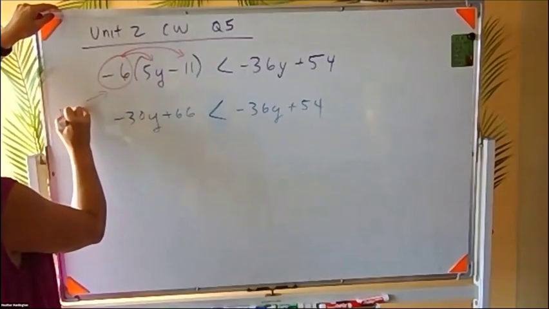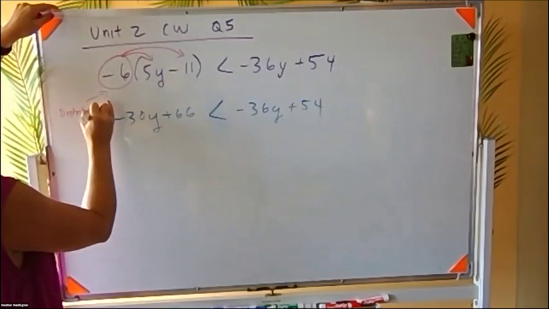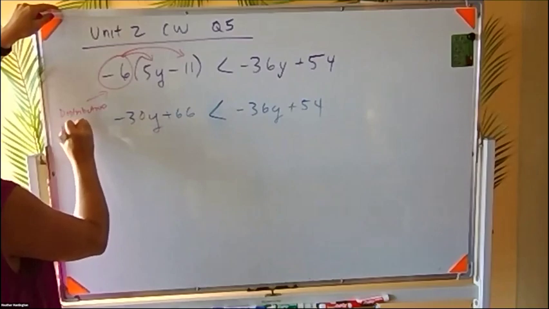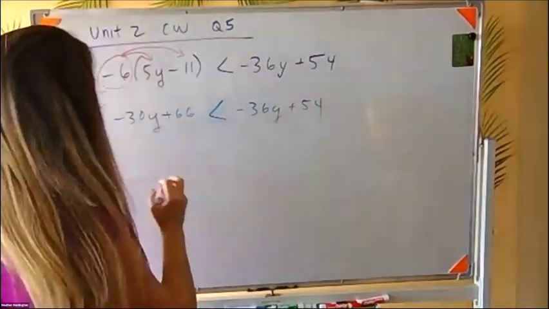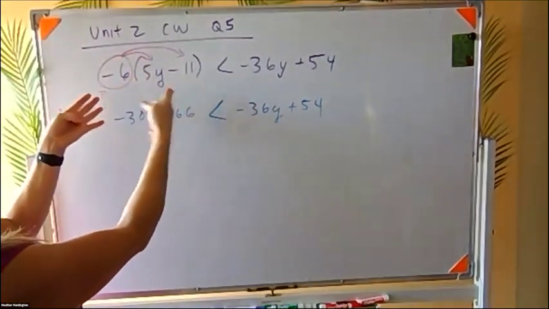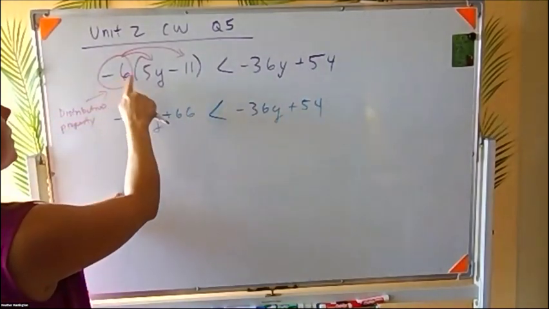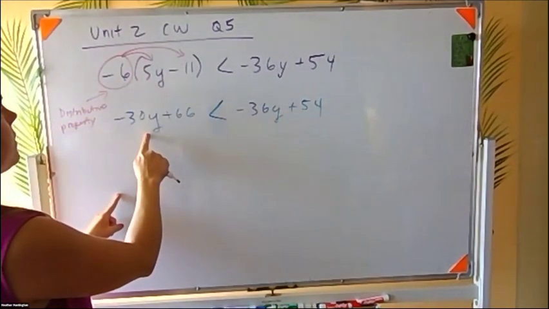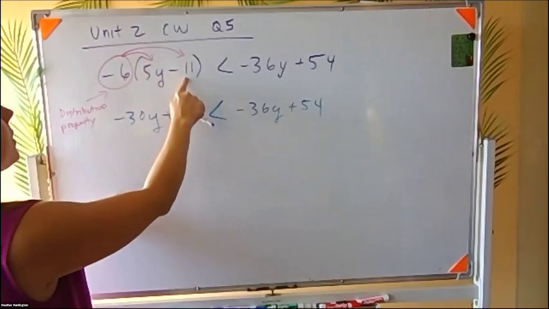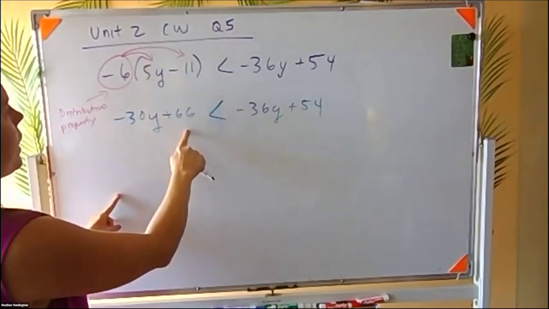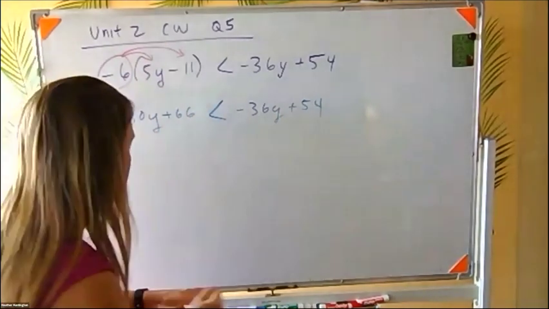This is the distributive property. Okay, unless I make a little mistake. No, that's right. So -6 times 5 is -30. -6 times -11 is +66. Sweet.